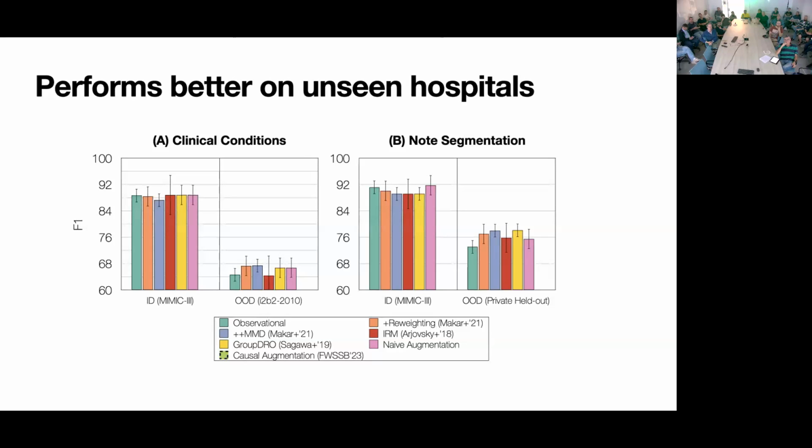Here you can see methods from the literature. They include the best causal approaches like IRM or reweighting. They also include methods from the domain adaptation literature like distributionally robust optimization. If you compare it to our approach, you can see that while we're not getting anything in distribution, so we're not better at predicting within MIMIC or within Beth Israel Hospital clinical conditions, we're doing a much better job with a much lower variance when we get to see another hospital.